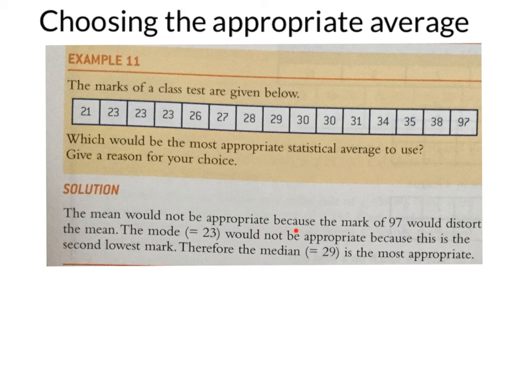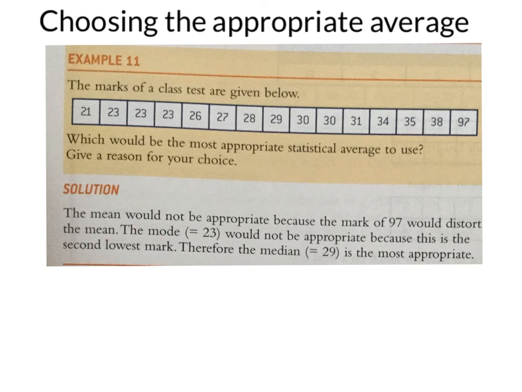The mean would not be appropriate because the mark of 97 would distort the mean. It would distort the average. So the marks are all pretty low except for that 97. So it would bring the mean up a lot higher, which maybe doesn't represent it very well. So the mean wouldn't be a good choice in that situation because of that one person. But there's nothing to say that a mean couldn't be good for a class test if that outlier didn't exist. So the reason why the mean's not good in that case is not because it's not good for class tests. It's not good because there's an outlier present in the data.